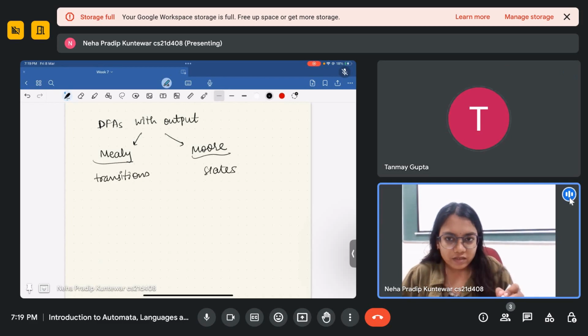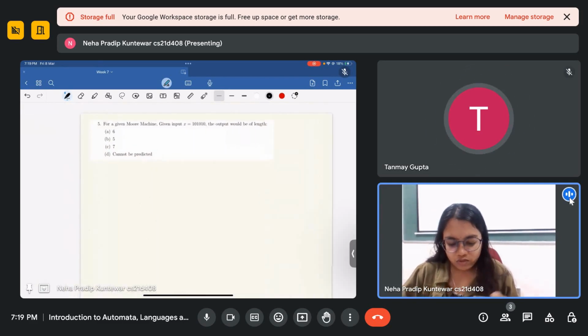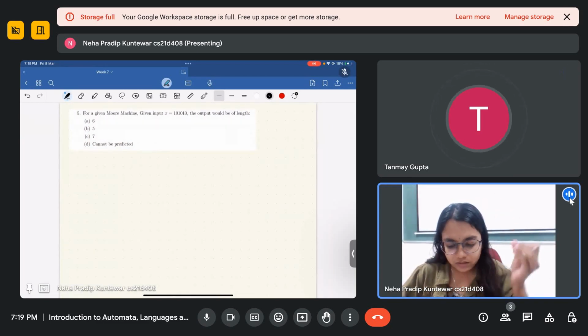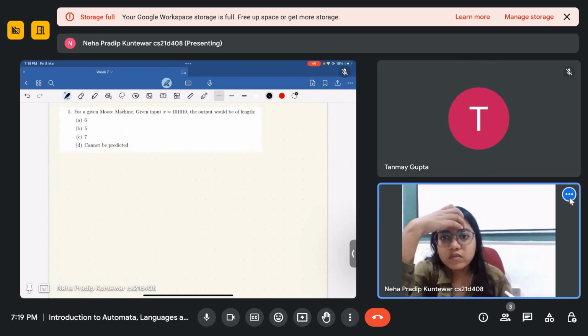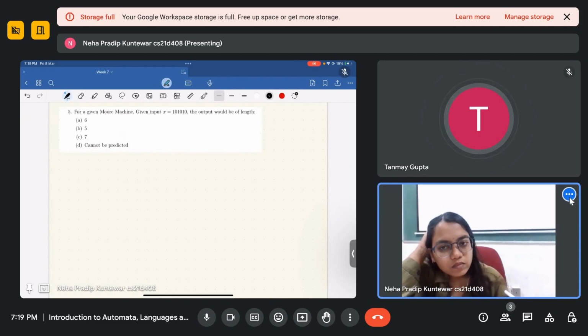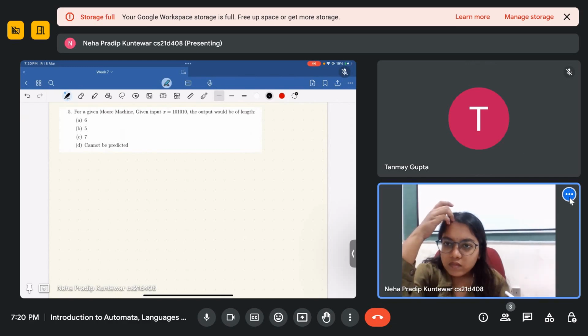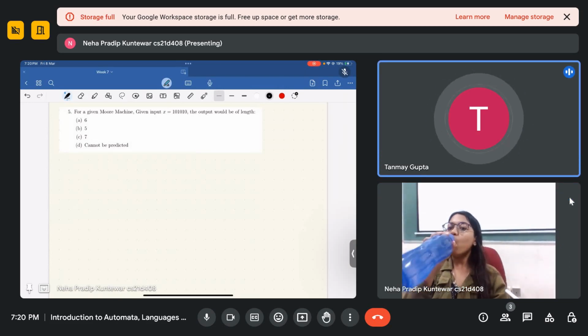So I think we don't need to recall the definition. Then we can just move to the question. So can you try this? If you're given a Moore machine, yes. Input is always equal to output now in Moore machine.